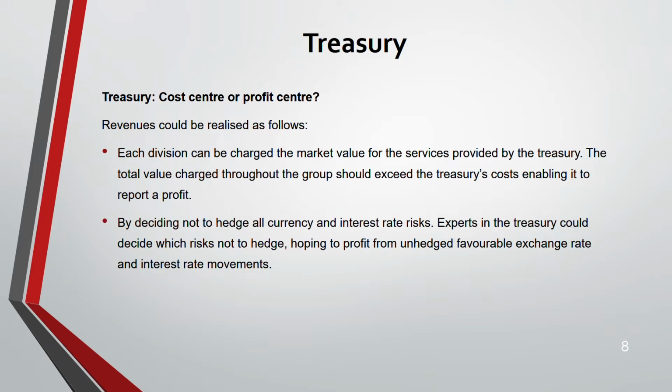Then sometimes they decide not to hedge all currency and interest rate risk. Why? Hedging is a cost. Hedging does not come without cost. To hedge, you will have to incur some cost because you have to take those financial derivatives, and they're quite expensive. So sometimes they decide not to hedge any currency or interest rate risk. Rather, they decide which risks to hedge and which risks not to hedge, because some risk, if you do not hedge, is good for you.